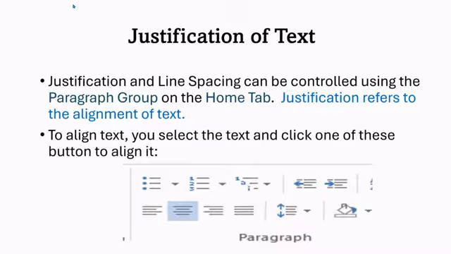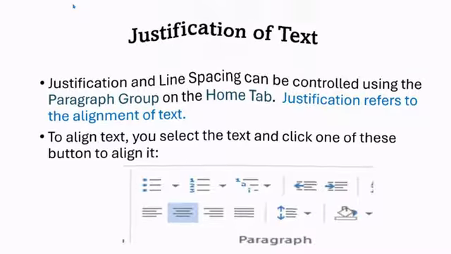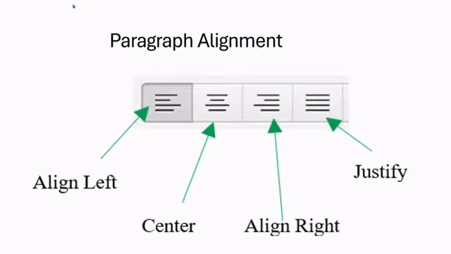Below this information, you will see an image of the paragraph group found on the Home tab. If you look clearly, you will be able to see the justification or alignment options as well as the line spacing option right there, in the paragraph group on the Home tab. These are the paragraph alignments, and they're labeled: align left, center, align right, and justify.